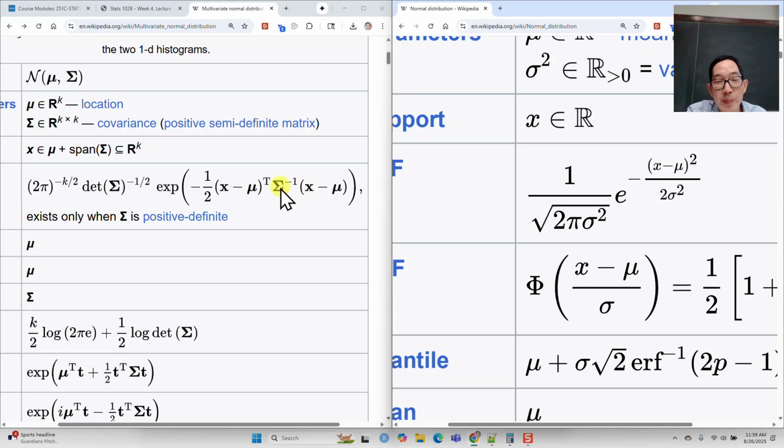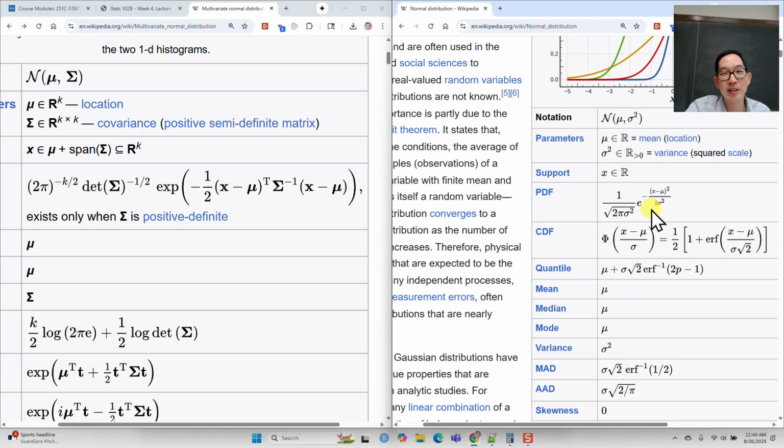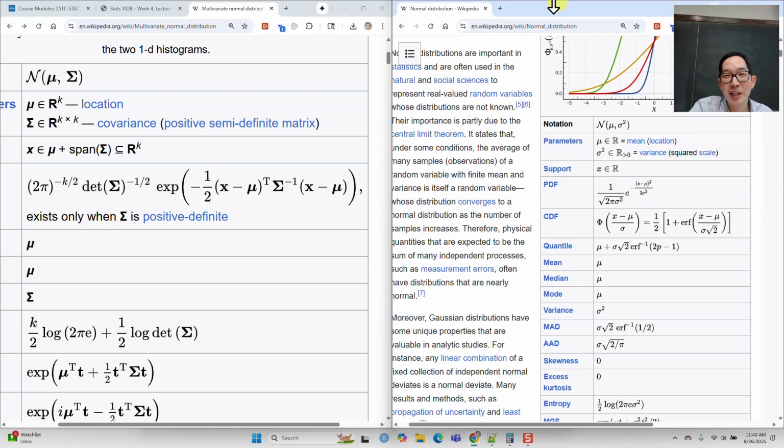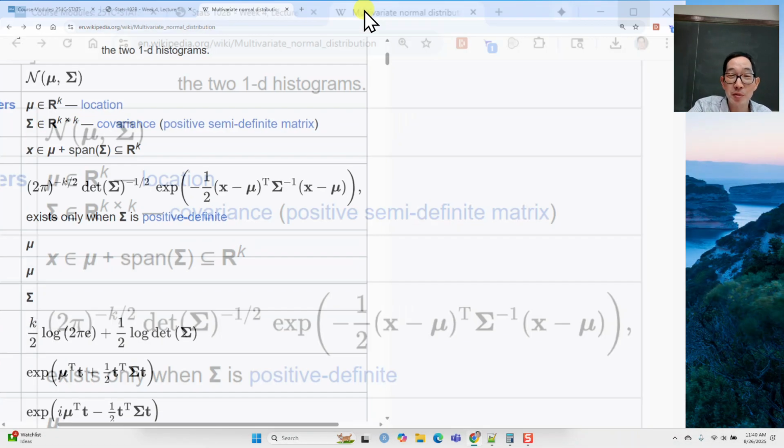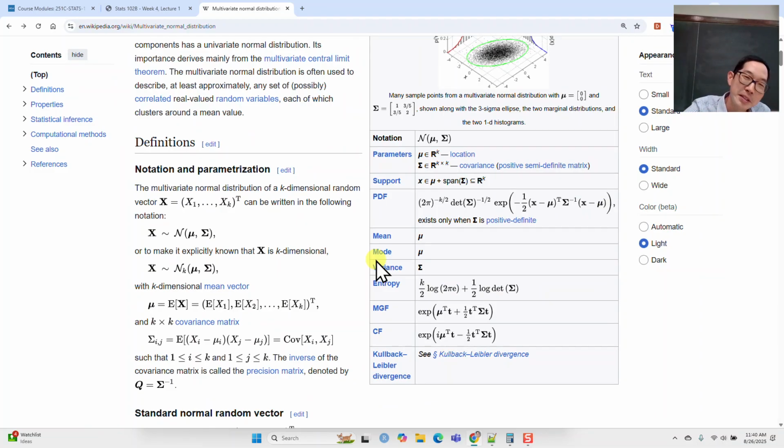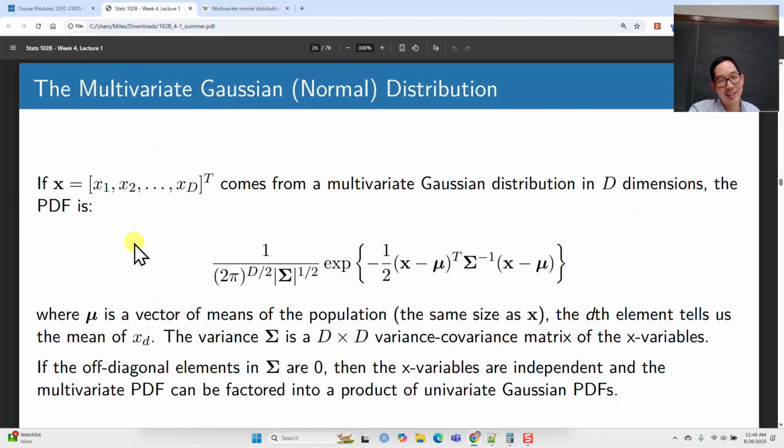Also raised to the -1/2. And then over here, instead of the variance, you have the inverse of the variance matrix, which is kind of like dividing by the variance there, okay? Because again, in matrices there's no division, but you can multiply by the inverse, which is conceptually similar to it. And so we have this variance matrix sigma, and that's going to be our variance-covariance matrix of the different variables in our multivariate normal distribution.